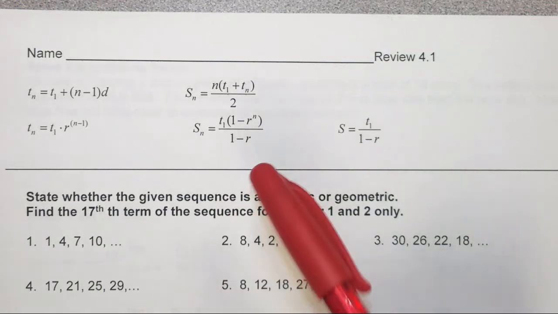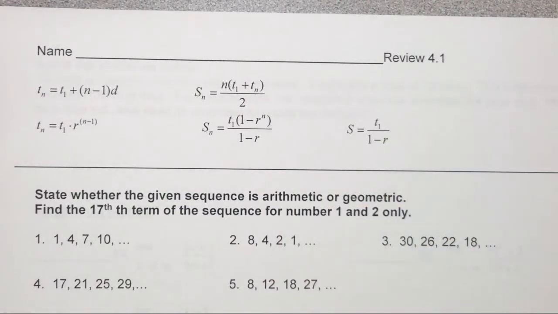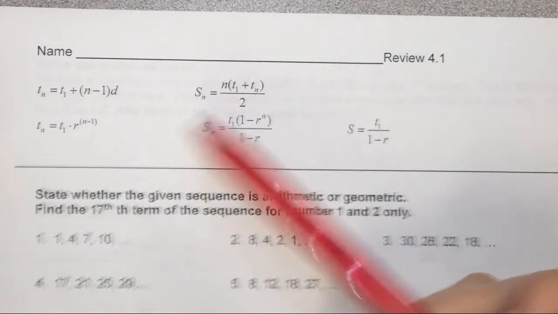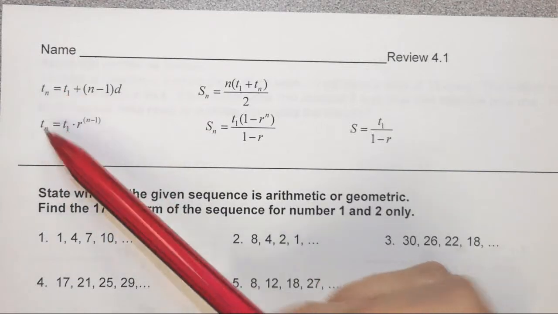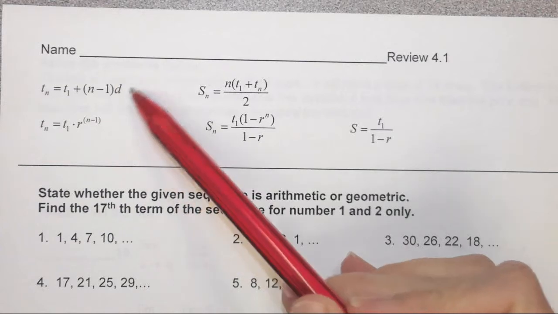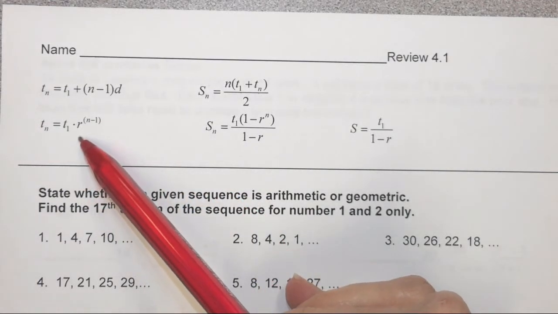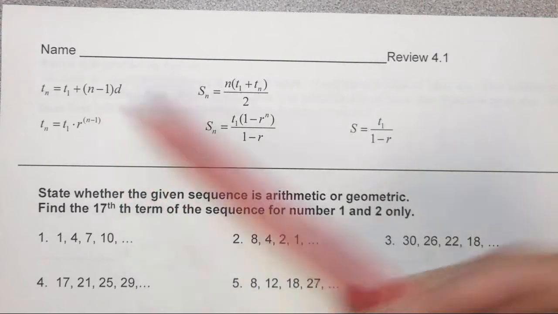On the test this Friday, you'll be given these 5 equations on your test. The key is knowing when to use each one. So the first 2 equations are used to find the terms. The first one is arithmetic because it has the common difference d. The second one is geometric because it has the common ratio r.